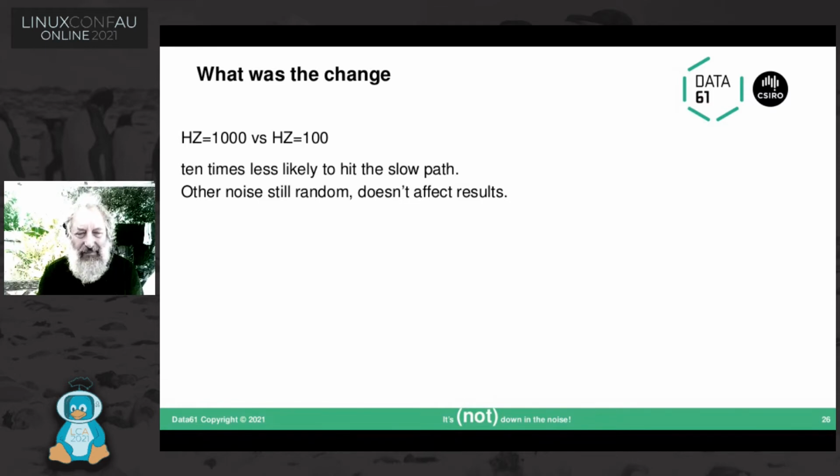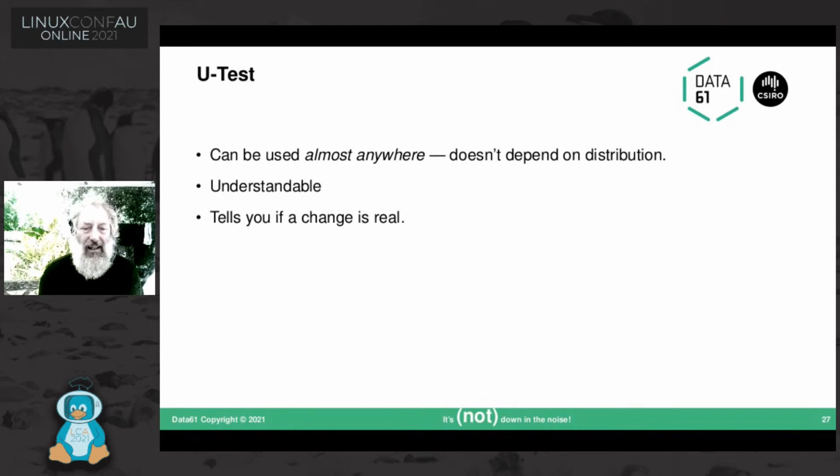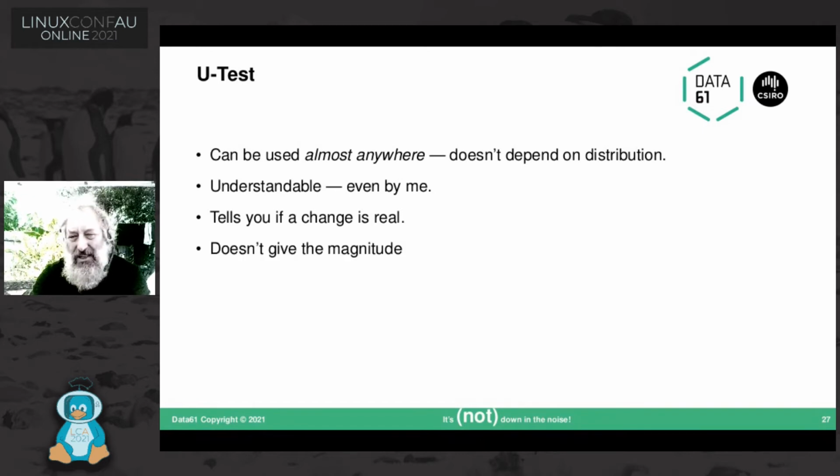for the U test. What this means is that we need to find a different way of measuring and saying what the time is, and maybe the mode is the right one to use. I don't know. The nice thing about the U test is it can be used anywhere. It doesn't depend on whether the distribution is normal or whatever else. It could be anything you like. It's really understandable, and it tells you if a change is real. It's even understandable by me. The problem is that it tells you the change is real, but it doesn't tell you what the magnitude is. You've got to use a different test for that. But at least you can say there is a change. It's not down in the noise.